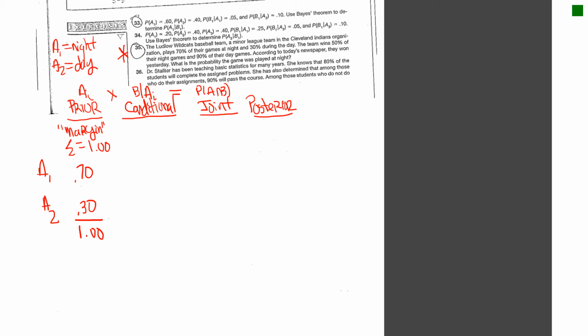Now, this event B, if you keep reading, I'm going to put this over here, B is if you win the game. We're going to label that event as winning. And they tell you that the team wins 50% of their night games. I'm going to put that right there as 0.50. And it says they win 90% of their day games. I'm going to put that right there as 0.90. So notice that this 50% goes with the night games, and this 0.90 goes with the day games.